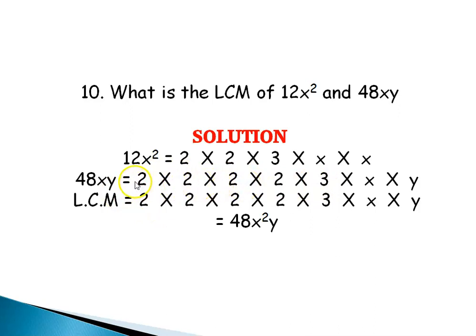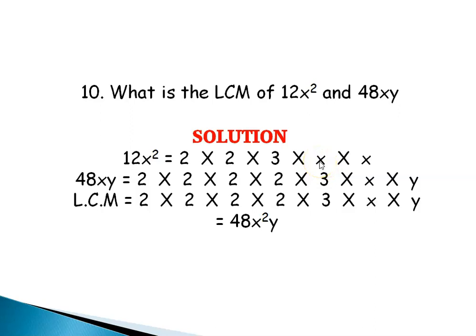If you look at 2, 2 appears 2 times here, while it appears 4 times here. So I'm going to pick 4, because we're dealing with LCM. If it was HCF, I'd pick the least number of times it appears. But for LCM, I'm picking the highest number of times each of these factors appears. For 2, I have 4 times here, so I'm going to write it out: 2 times 2 times 2 times 2. For 3, 3 appears 1 time here and 1 time here, so I'm going to write out 1.